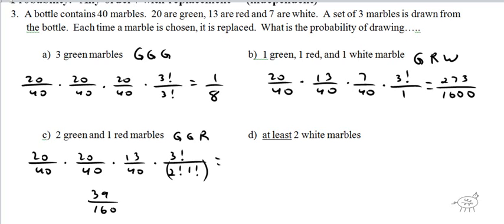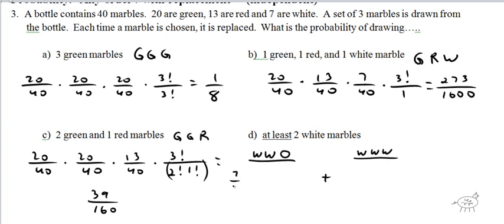Okay, letter D, that is such a key word. Please don't blow that off. At least, here's underline. On a quiz or test, I'm not going to underline it. You guys got to recognize it. At least 2 white marbles. So you either have white, white, and I'm just going to put O for other, or you have white, white, white, because you're picking 3 marbles. And if it's at least, it's either that or that.